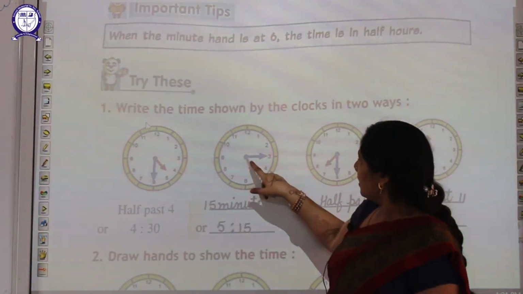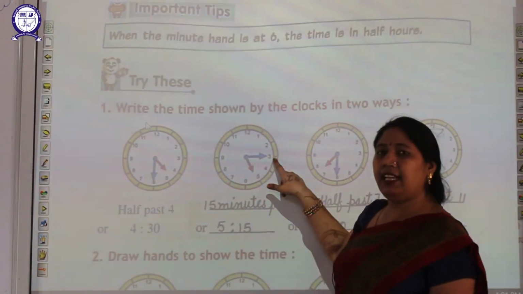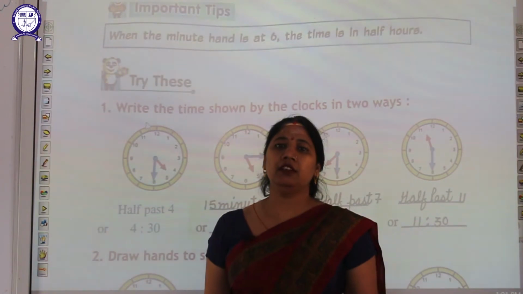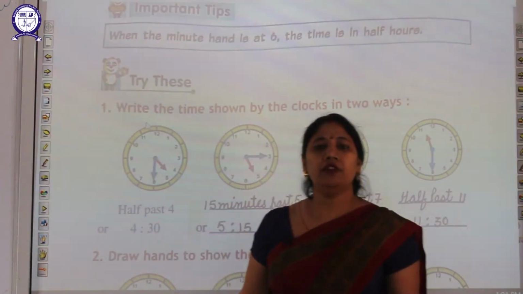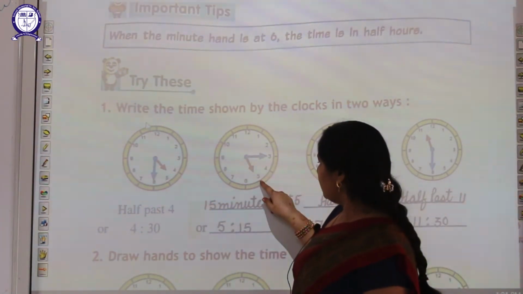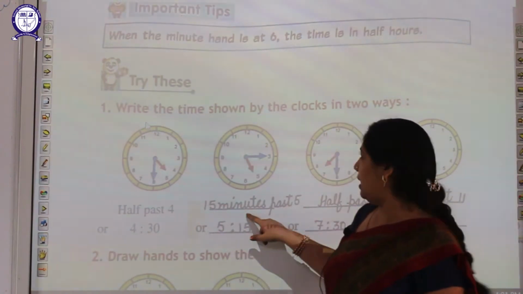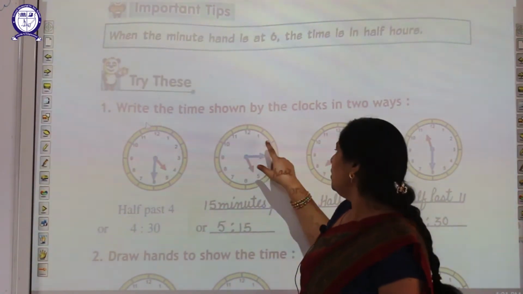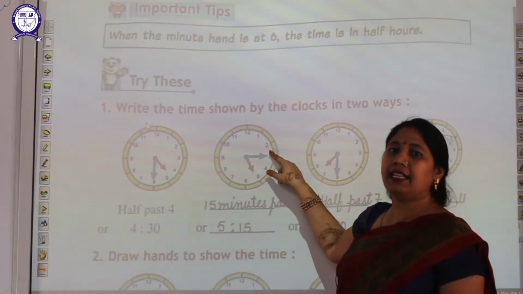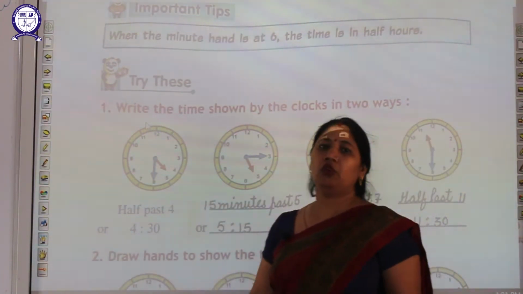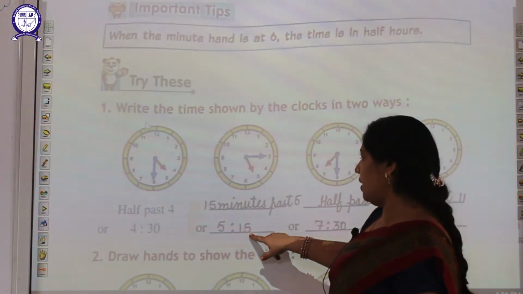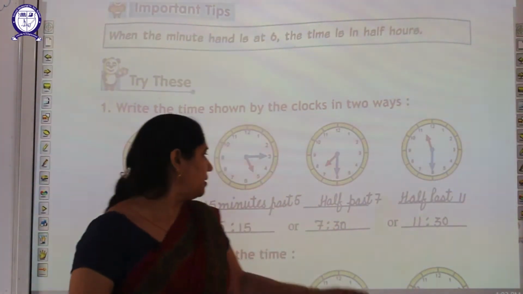Look here, the minute hand is at 3. 3 means quarter past. Quarter past 5 means 15 minutes past 5. 1 is 5 ones are 5. 2 is 5 twos are 10 minutes. 3 is 5 threes are 15 minutes. So the time is 5:15. Come to the next.